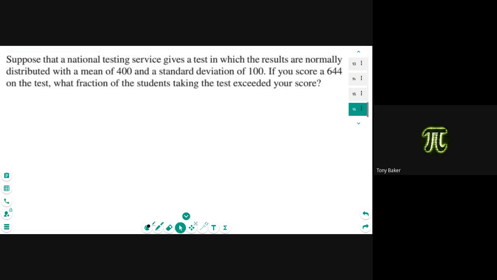So this is where, remember I said, if you want to go grab those little sticky notes or be able to draw a bell curve, this is where drawing bell curves really helps you.